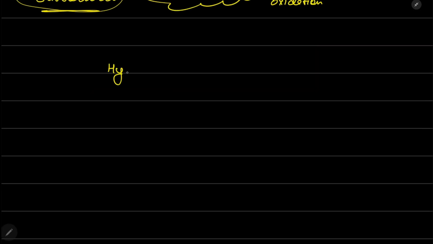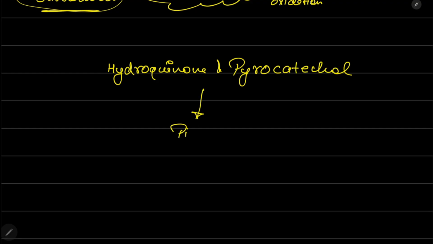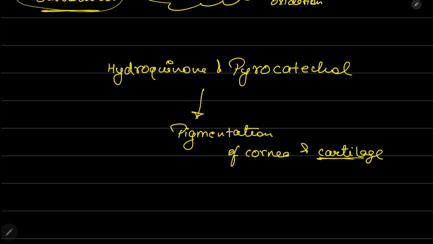Hydroquinone and pyrocatechol can also cause pigmentation of the cornea. They can be deposited in the cornea and cause pigmentation of the cornea and cartilage. In bones, in joint spaces, they can get deposited and cause pigmentation, and this is known as ochronosis. These were some local and systemic effects of carbolic acid.